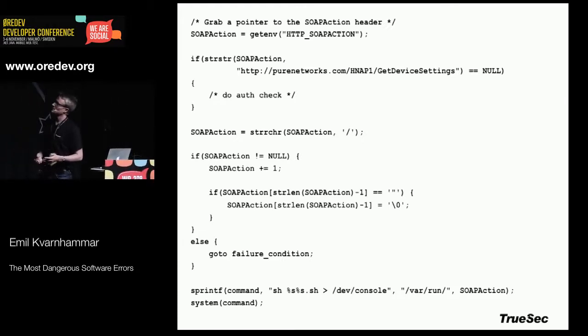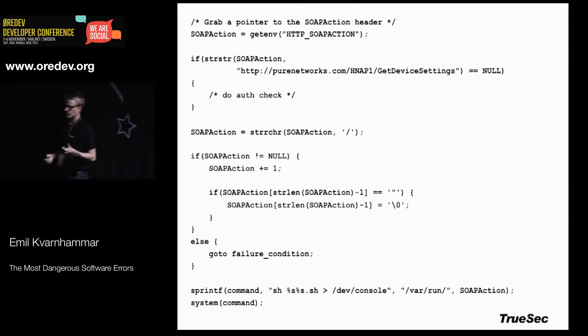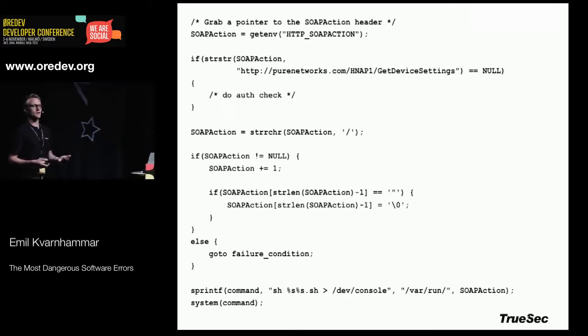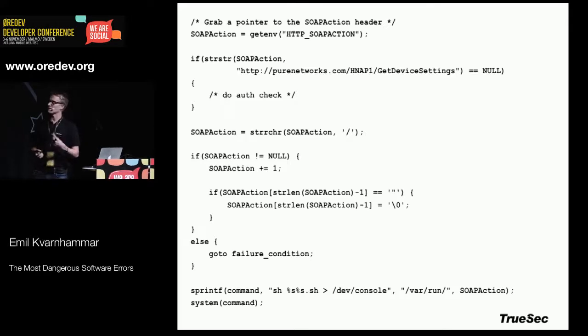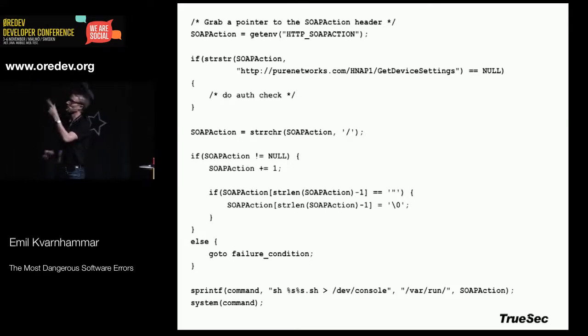So the problem here is that the code executed on this wireless router for some kind of web service interface is going to extract an HTTP header called HTTP SOAP action. And it's going to search that header and see, does it contain this purenetworks.com get device settings? And if it doesn't, then it's going to do an authentication check. That's mistake number one. So there is no authentication check if it finds this string.